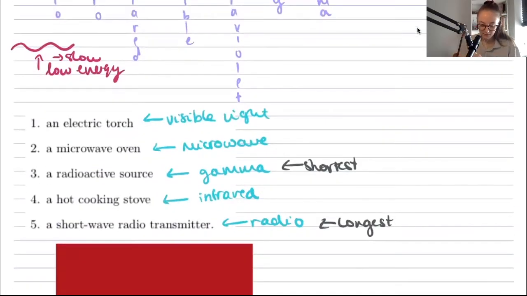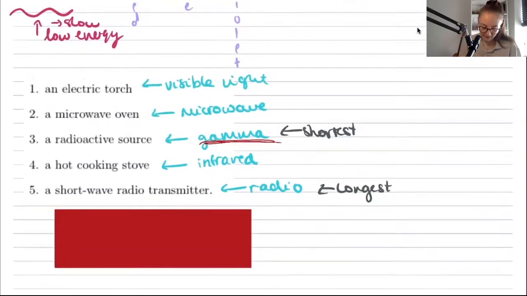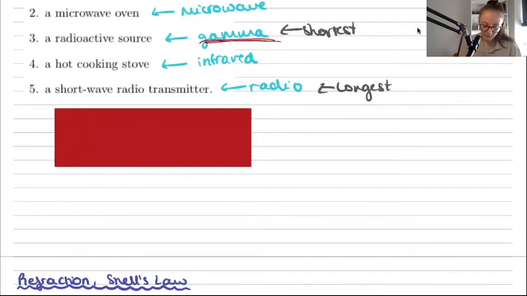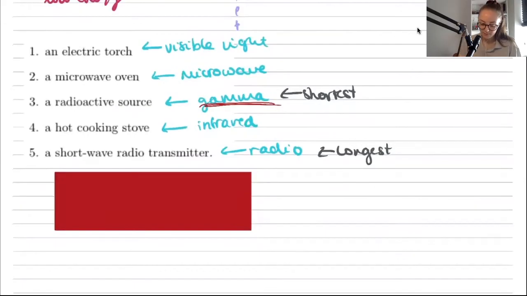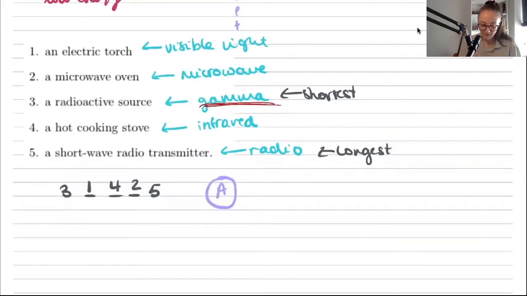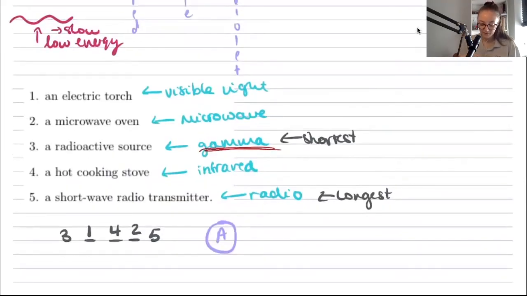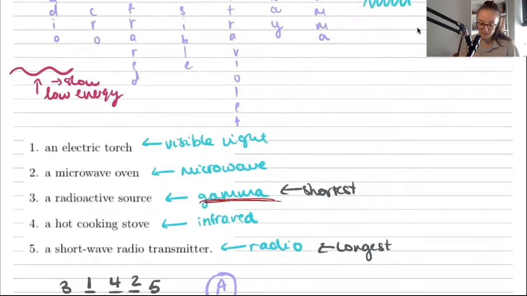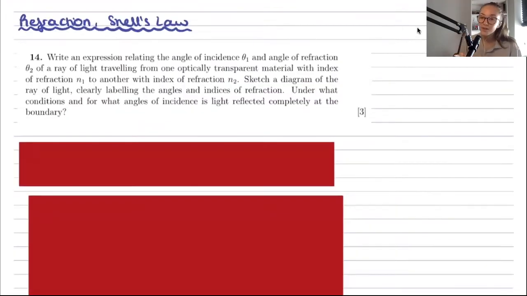So our shortest wave was this gamma here, so number 3. So we definitely start with 3. And then our longest wave was our radio wave. So we're definitely ending in 5, and then just filling in the gaps in the middle. I have 1, 4, 2, and thankfully this is one of our options. This is A.